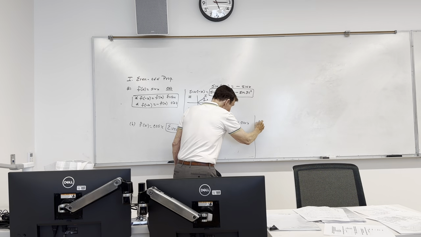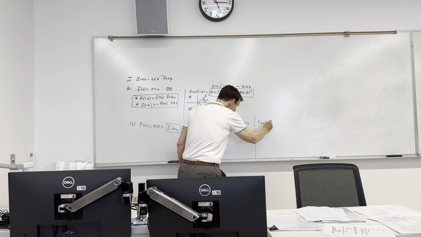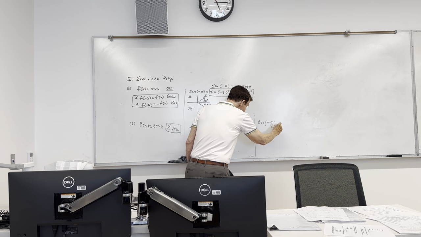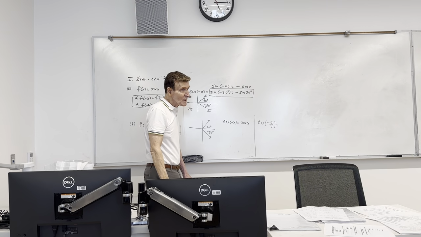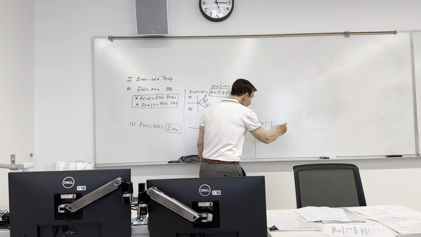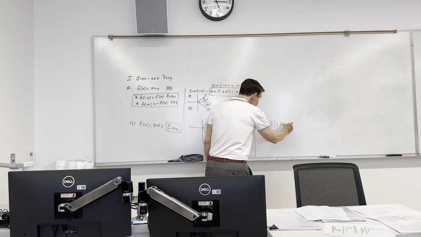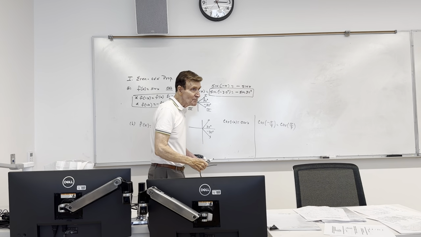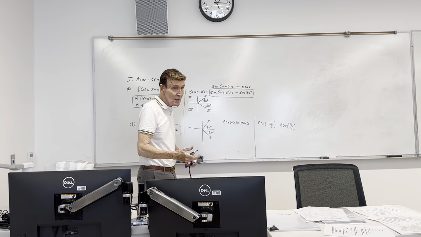So if you're asked to find cosine of negative pi over 9, what's that equivalent to? Cosine of pi over 9, since cosine has been identified as even. You guys agree, if I accept that definition for even?